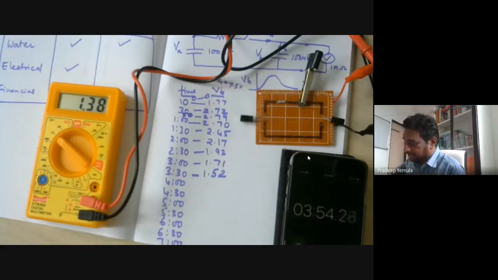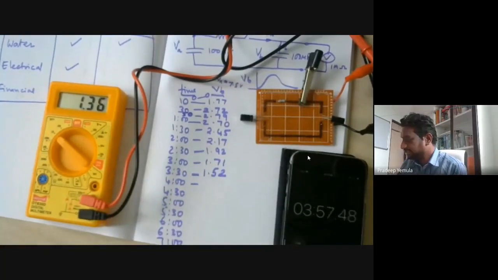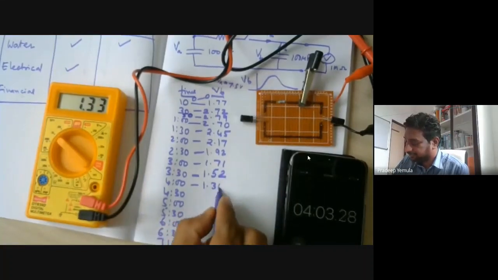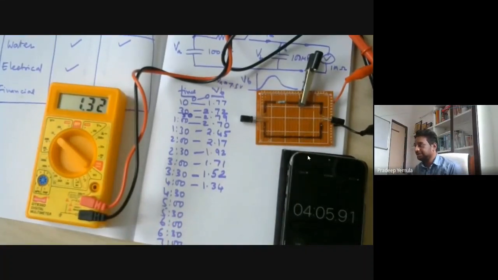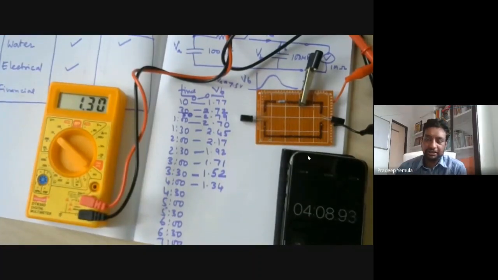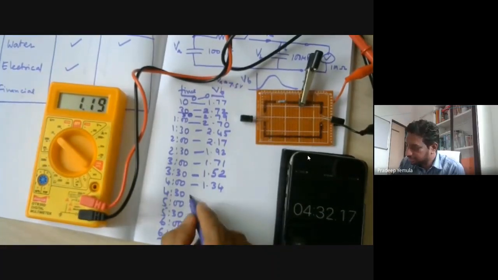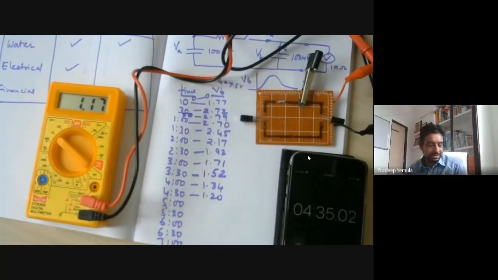So let's take 3 more readings. So at 4 minutes, 1.34. Now the objective is whatever we are taking, we want to exactly recreate with mathematical solving of this particular thing, so that we can complete the analysis. Okay, 4.5, 1.20. Let's get one more reading quickly.